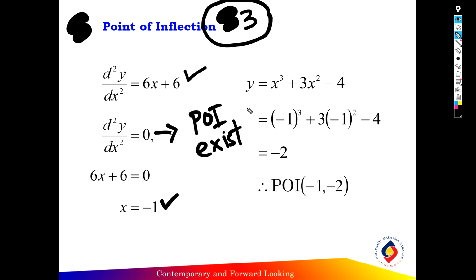So you substitute negative 1 into the cubic function. x equals negative 1, you substitute here, and the value of y equals negative 2. And the inflection point is at negative 1, negative 2. Okay, step 3, find the inflection point, and step 4.